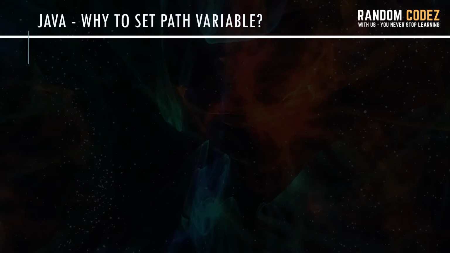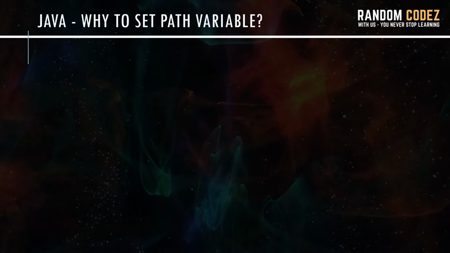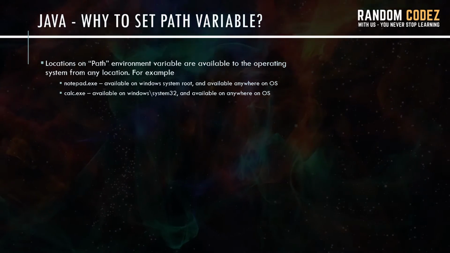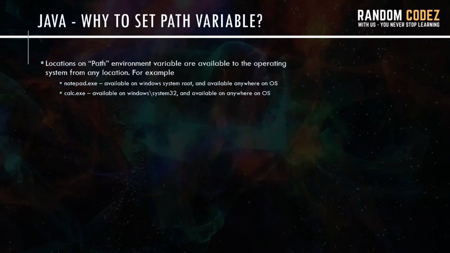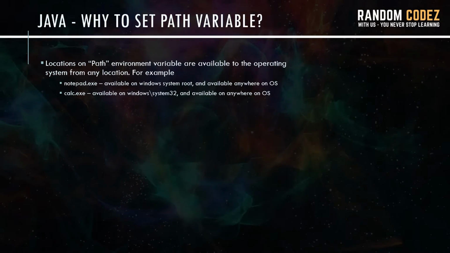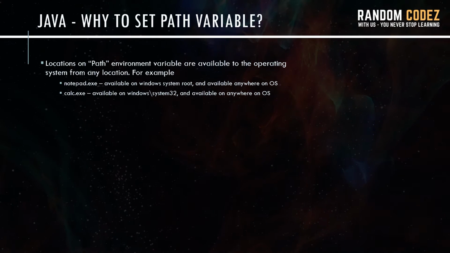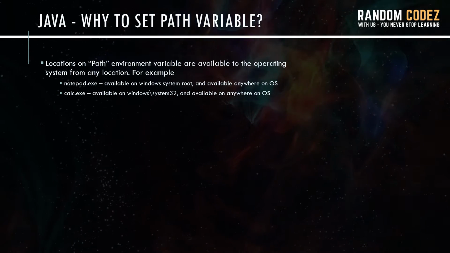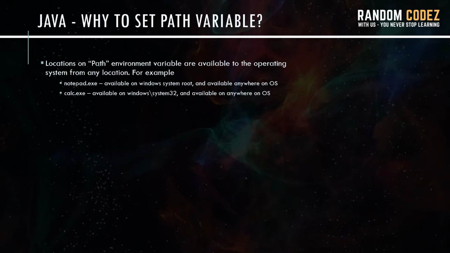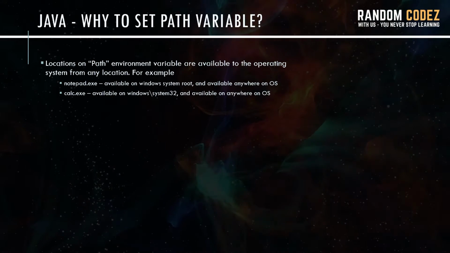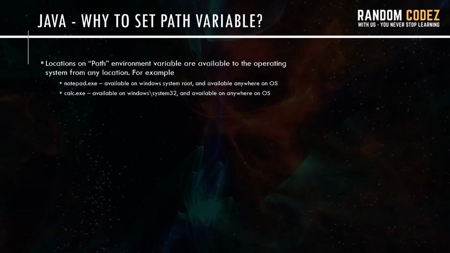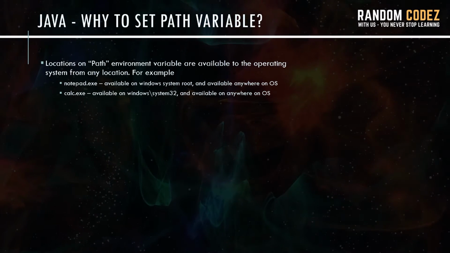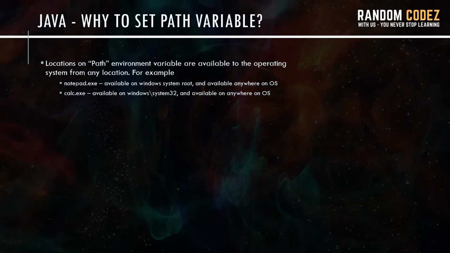In this video, let's take a look at why we need to include Java bin location on path environment variable. Before we get into the details, let's take a look at some of the Windows applications like Notepad and Calculator, which can be opened from any location on Windows. How is that happening? That is because the locations of the executable files for Notepad and Calculator applications are already included on path variable by default, where the notepad.exe file is available on Windows system root and calc.exe is available on system32 folder on Windows root.